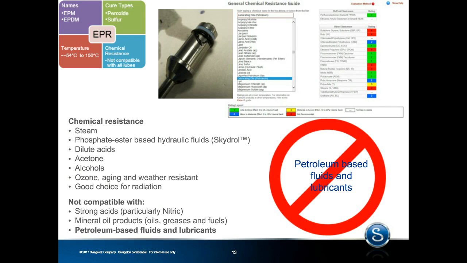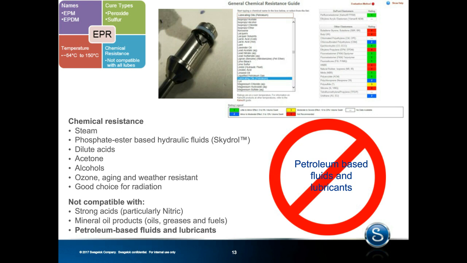Again, the biggest thing that I would like you to remember from this presentation in regards to ethylene propylene rubber is that petroleum-based fluids and lubricants are not compatible with EPR seals. Why this concerns me so much is if you think of what types of lubes are commonly out in your shops or in your maintenance areas, they are probably petroleum-based lubes. So I think the use and popularity of petroleum-based lubes makes me a little bit nervous when there's EPR seals in your valves and your processes.